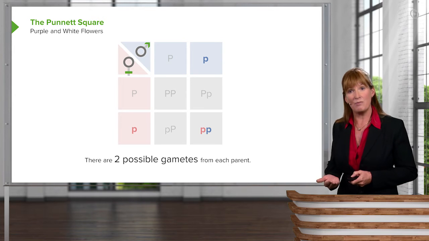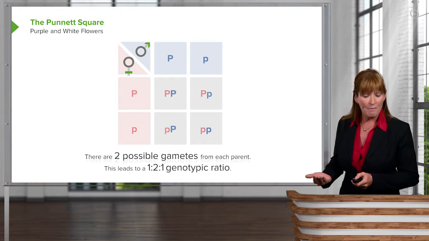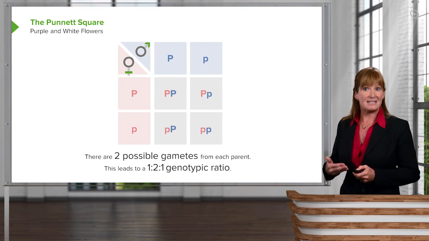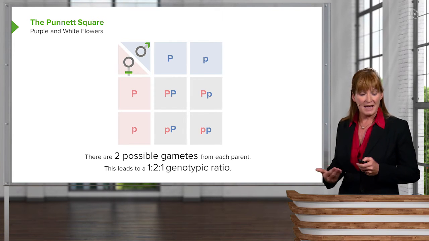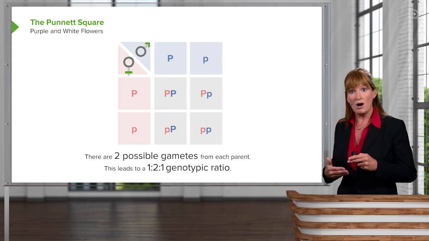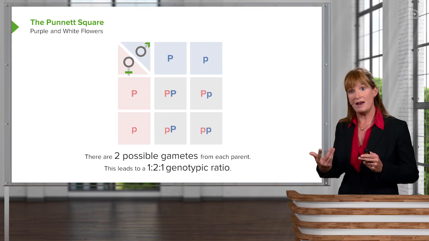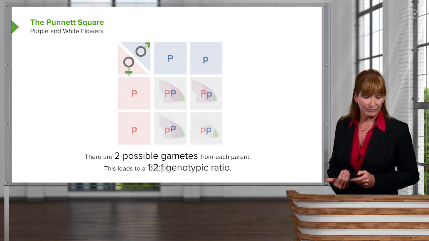We'll also see them when we move on into dihybrid crosses, looking at two different characters. But for now, let's look at this and see that we have two possible phenotypes. We've got purple and we've got white, but the genotypic ratio is 1 to 2 to 1: one homozygous, two heterozygous, and one homozygous individual.